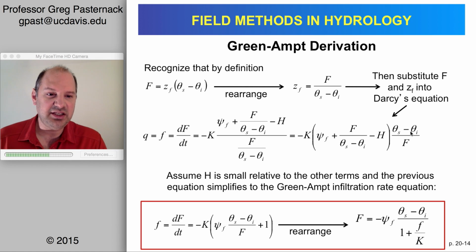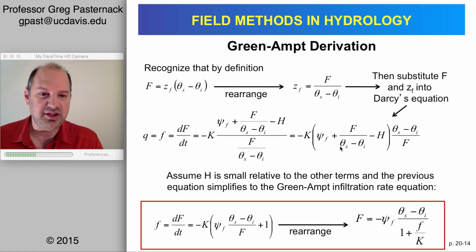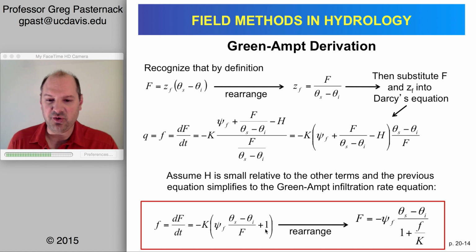Now I'm going to take this term and multiply it by each of the terms in the parentheses. You can see that if I multiply it by the term that's in the middle, it basically is just the inverse of it, so it's going to go to 1. And then we're going to have psi f times that thing there. So here it is in the red box: negative k psi f times theta s minus theta i over capital F plus 1. And we're just going to rearrange this.